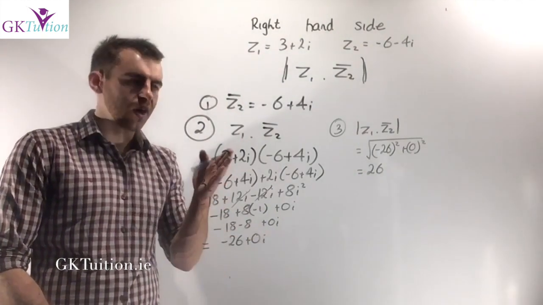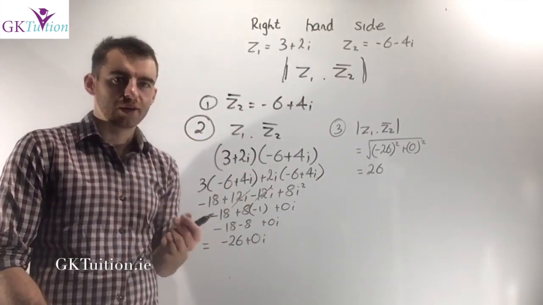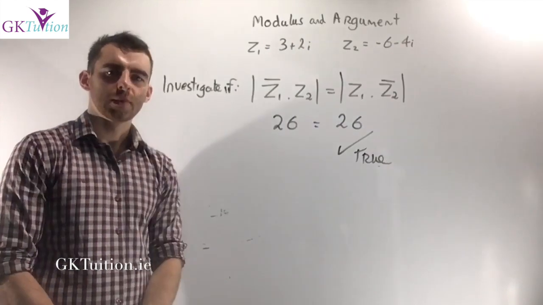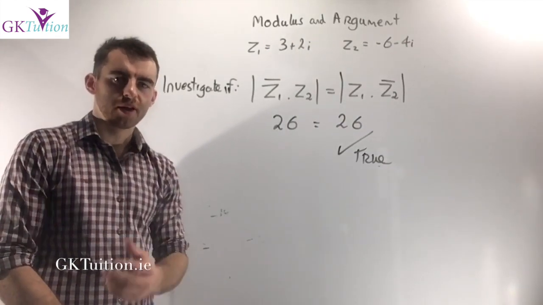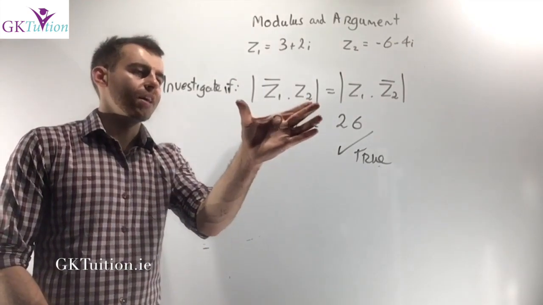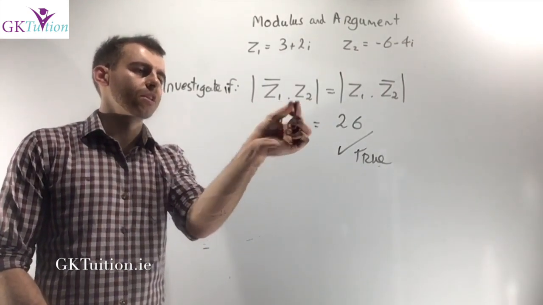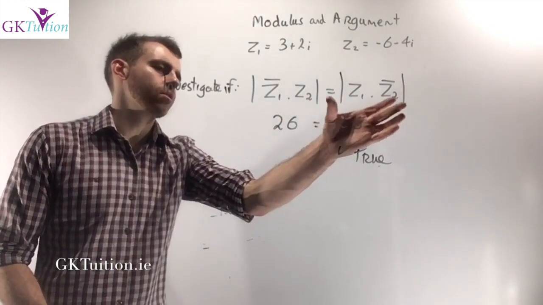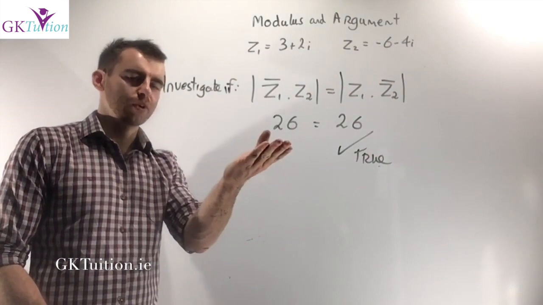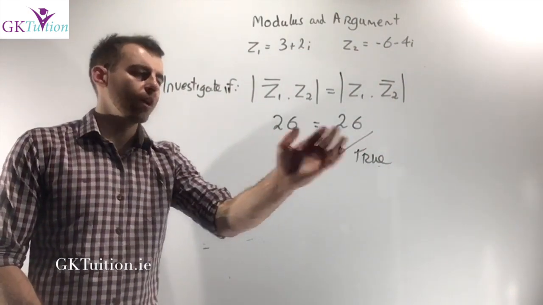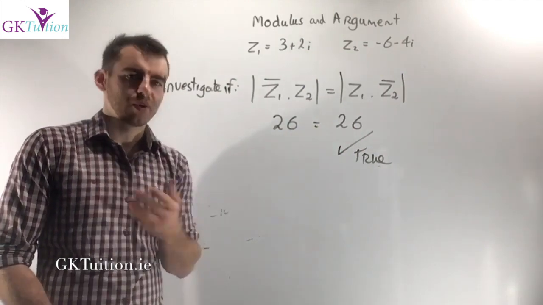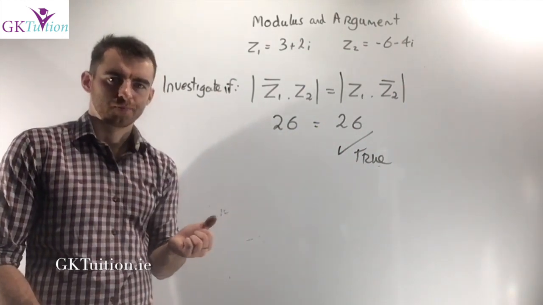Obviously the left hand side and the right hand side are equal to each other, but we just need to conclude this question to make sure we get the full marks. If you don't conclude properly, you can often lose 3 marks. So ultimately I asked you to investigate if the modulus of the conjugate of Z1 by Z2 is equal to the modulus of the conjugate of Z2 by Z1. When I worked out the left hand side, it worked out as 26. When I worked out the right hand side, it worked out as 26. Clearly 26 is equal to 26, so I can tick it and just say that it's true.